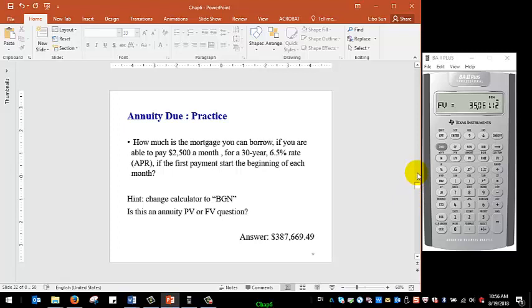A word of caution, after this calculation, you need to change your begin back to end. So we're going to again repeat the same procedure. Second payment, now then second set. Okay, so now begin is no longer displayed.